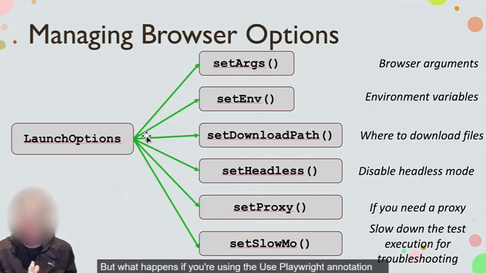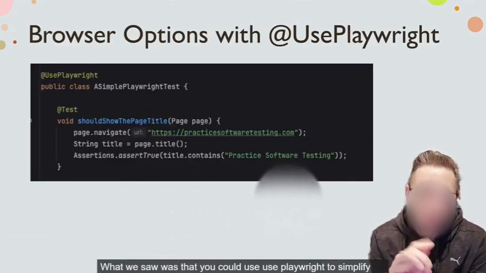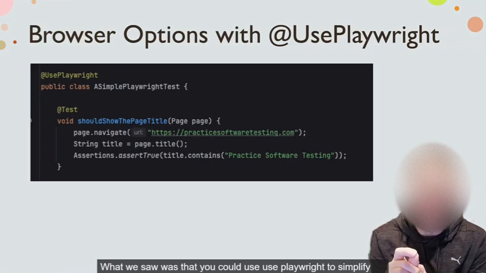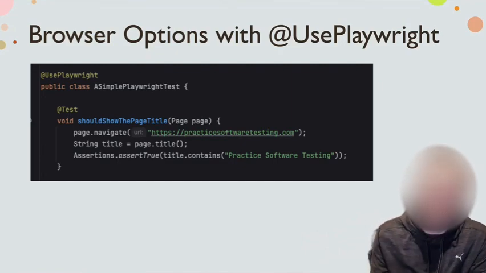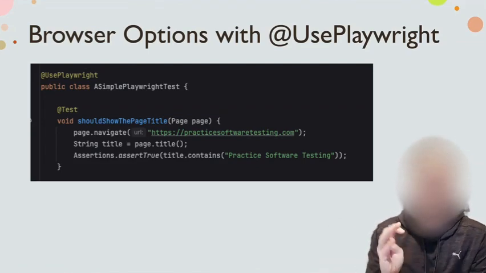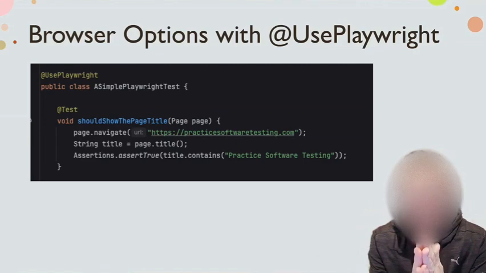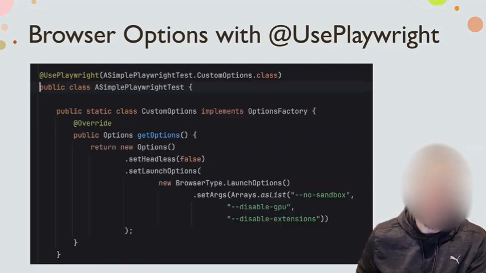So these are all great options you can use when you configure your WebDriver using the Chromium or Firefox or WebKit launch method. But what happens if you're using the UsePlaywright annotation that we saw in the last module? What we saw was that you could use Playwright to simplify your tests and simply pass in a page, or as we'll see later on, a browser context into your test, and then just go ahead and test the application using your page. How do you configure the WebDriver in that case? Well, it turns out there is a way.